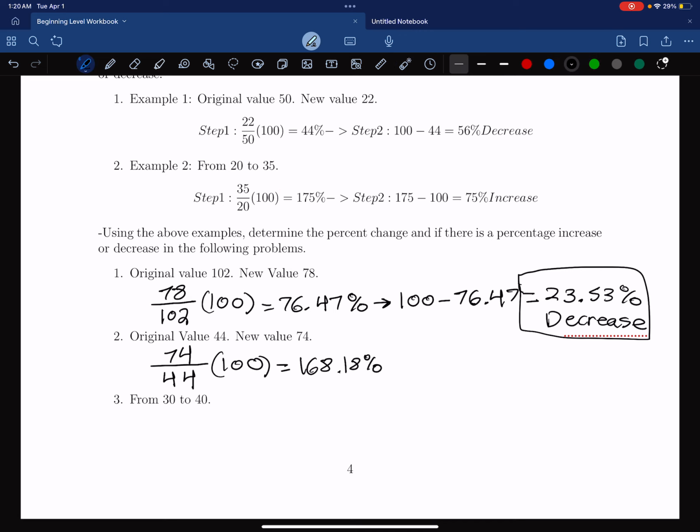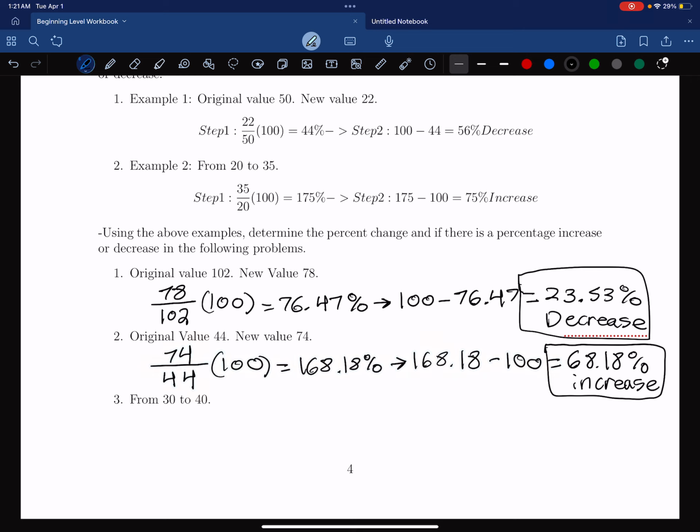So because we have a percentage decrease, we're going to take the value or the percentage that we got, which is 168.18. You're going to subtract that by 100. And that is going to be 68.18%. And as we said, this is a percentage increase. So this is the answer.